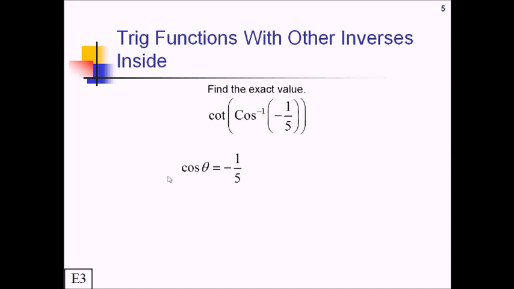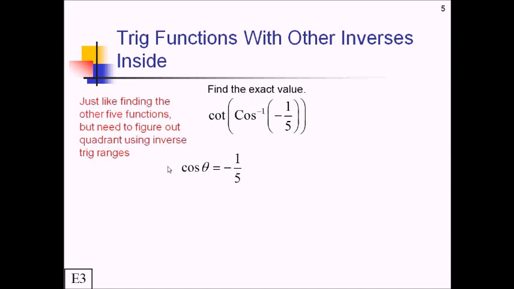So this is actually a familiar situation. You might remember a few lessons ago we gave you one trig function and wanted you to find the other 5. This is just like finding the other 5 trig functions, only this time we're not telling you what quadrant you're in. You're going to need to figure out the quadrant using those inverse trig ranges. For this one, we know that inverse cosine only applies in quadrants 1 and 2. Since cosine is negative, that means we must be in quadrant 2.